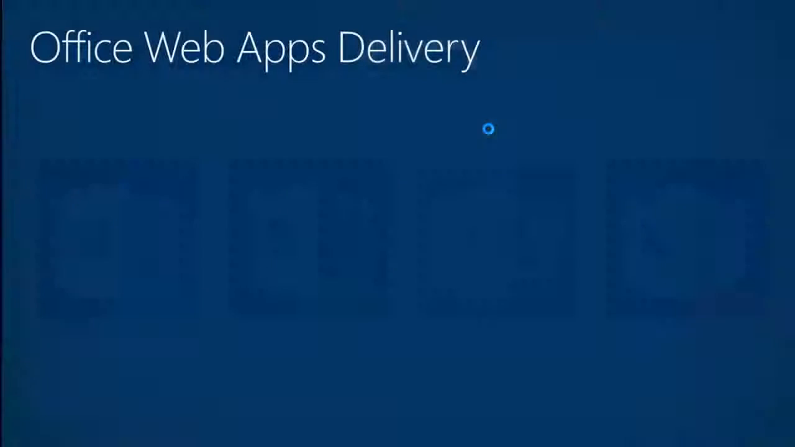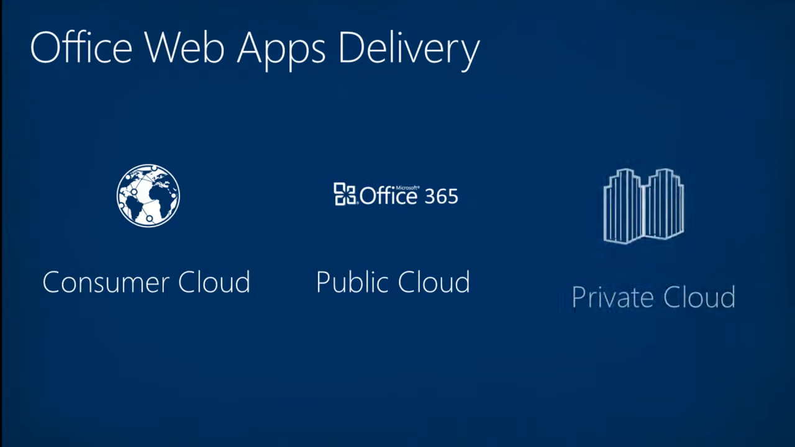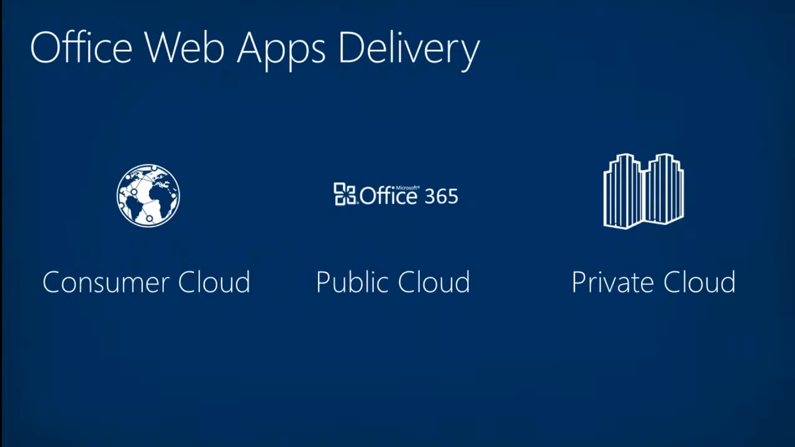I want to talk a little bit about how we actually deliver the Office Web Apps. Essentially, we have three offerings. We have what we call the Consumer Cloud, which is SkyDrive. That's our ad-funded offering. When you go to SkyDrive, you can look at documents in these file formats. It is run out of large data centers, and it is essentially the same technology that we make available on-prem for SharePoint, as well as Office 365, which is our cloud offering.